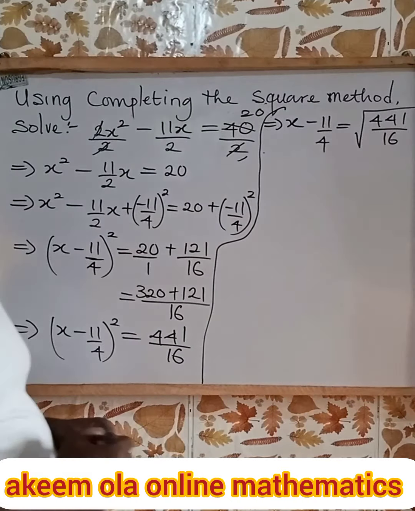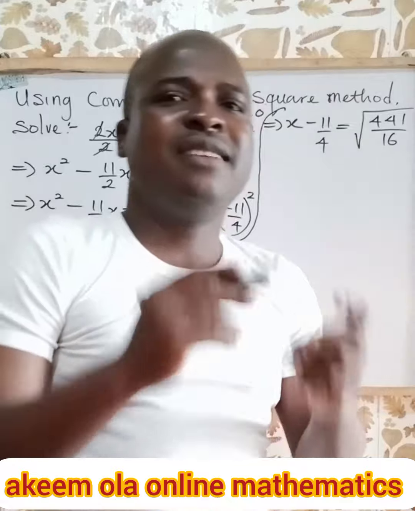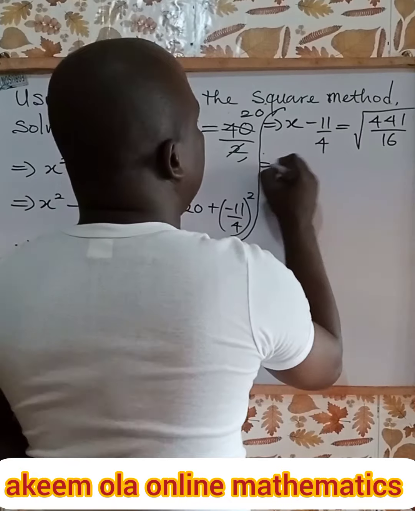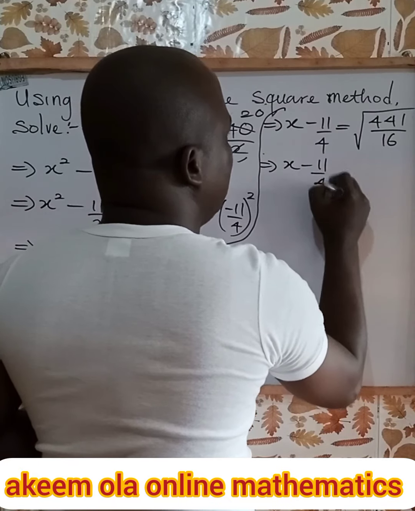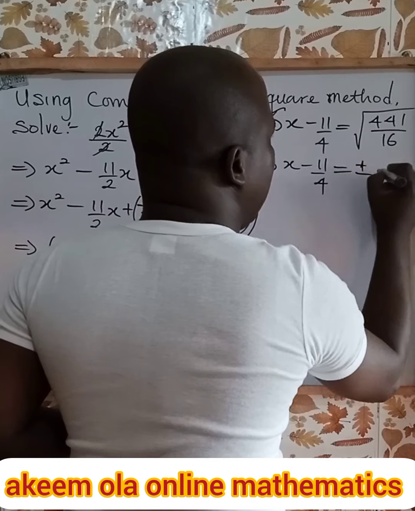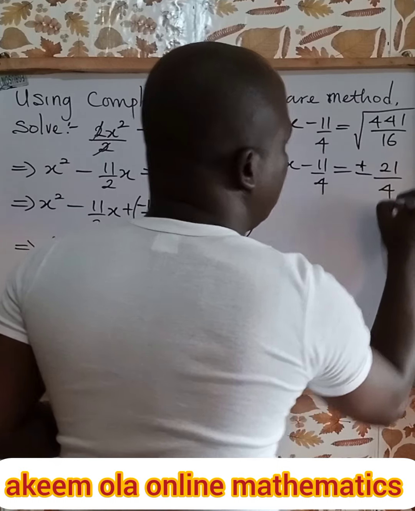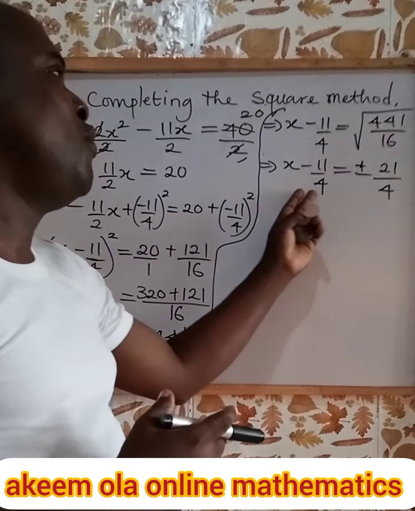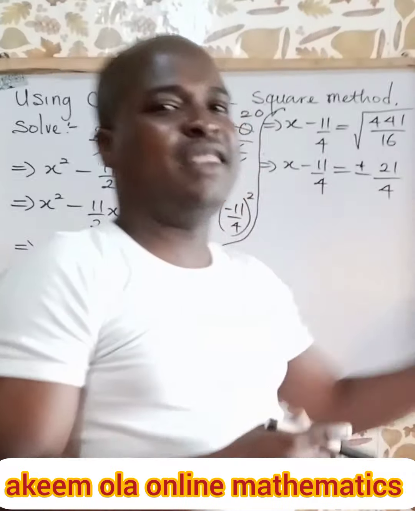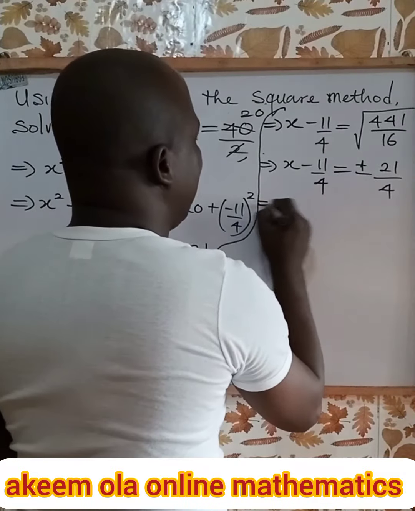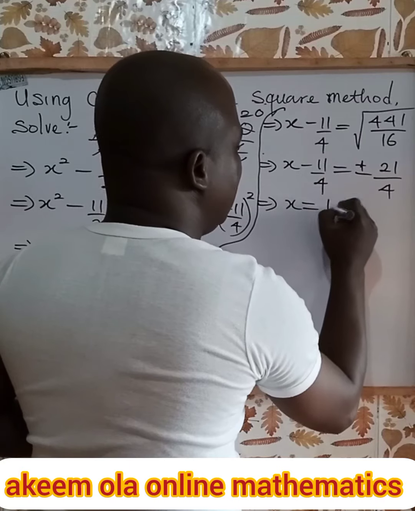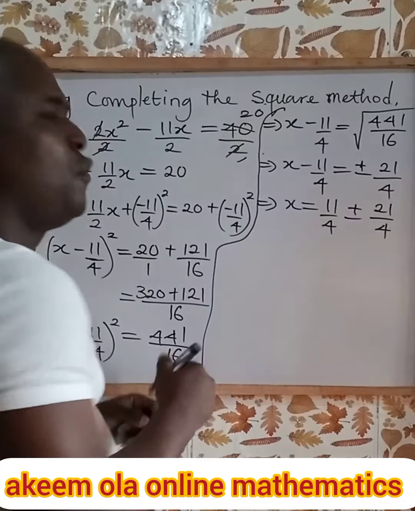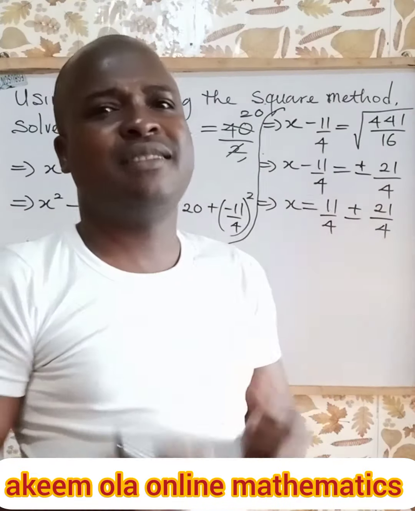Whenever you find the square root of any number, the answer must always have plus or minus at the back. That means here we are going to have x minus 11 all over 4 is equal to plus or minus 21 all over 4. From here, we can now move this constant to the other side. If you do so, you will have x is equal to 11 all over 4 plus or minus 21 all over 4. From here, we can now collect like terms.